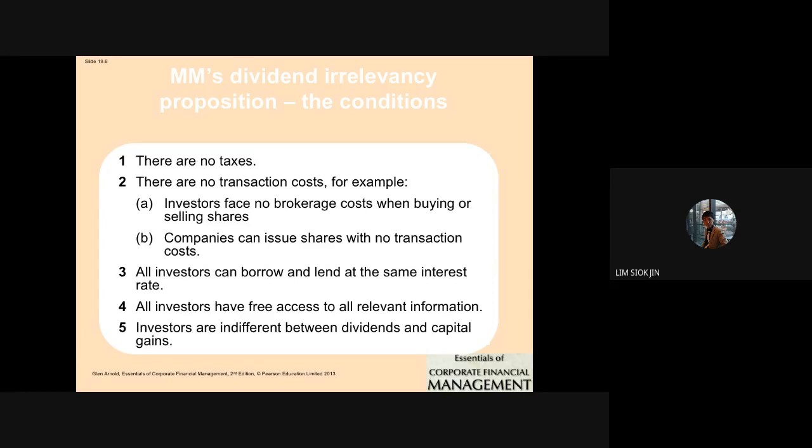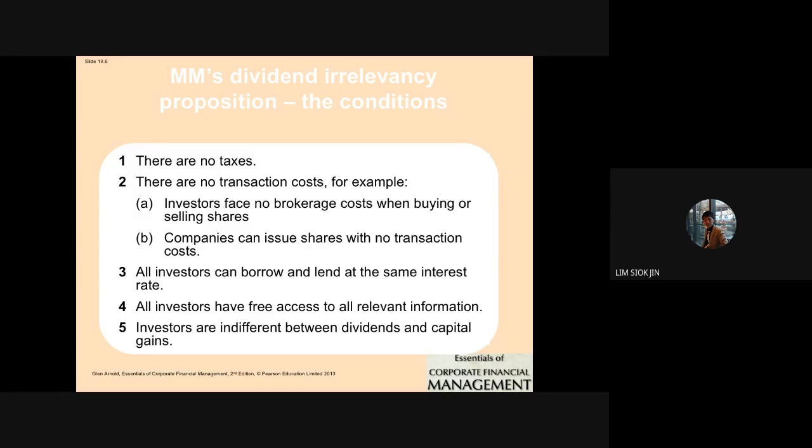So whether you pay 3 months once or 1 year once, it doesn't matter. But this is assuming that all the factors listed on this page hold. Assuming that there are no taxes, there are no transaction costs, such as brokerage costs, and companies can issue shares with no transaction costs.